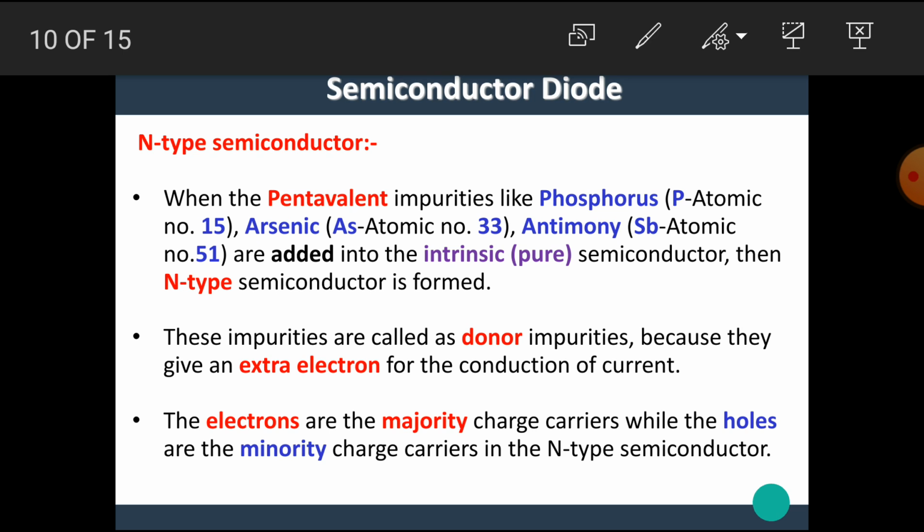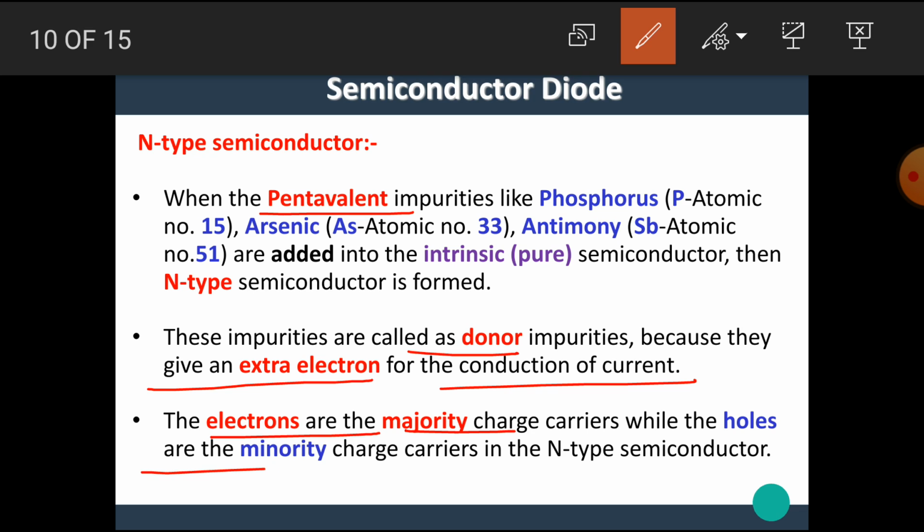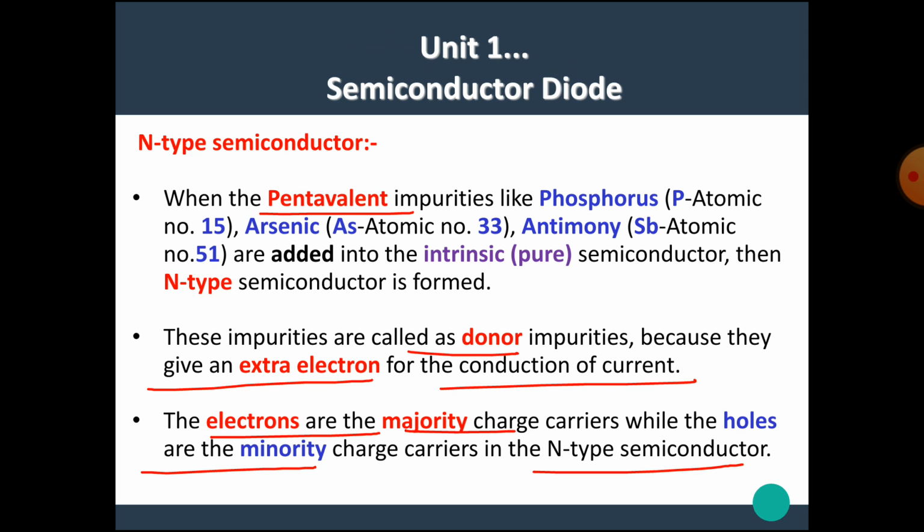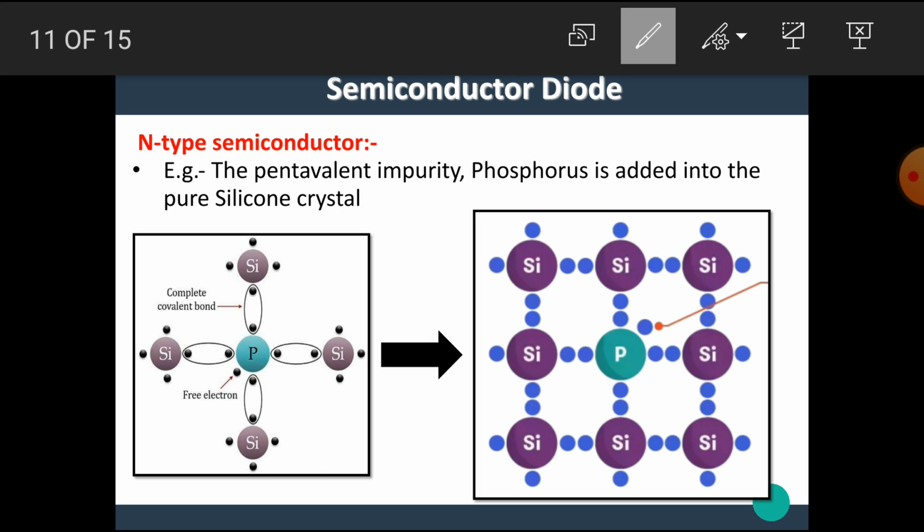Then if the pentavalent impurities are added into the intrinsic semiconductor, then the N-type semiconductor material is formed. These impurities are called donor impurities because they give an extra electron for the conduction of current. The electrons are majority charge carriers while the holes are the minority charge carriers in N-type semiconductor material. Let's see the crystal structure of the silicon with phosphorus atom.